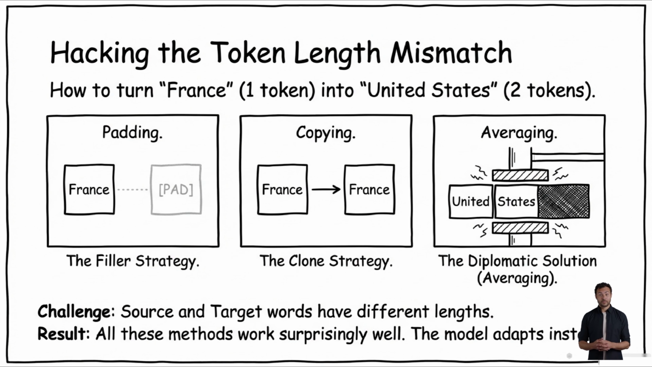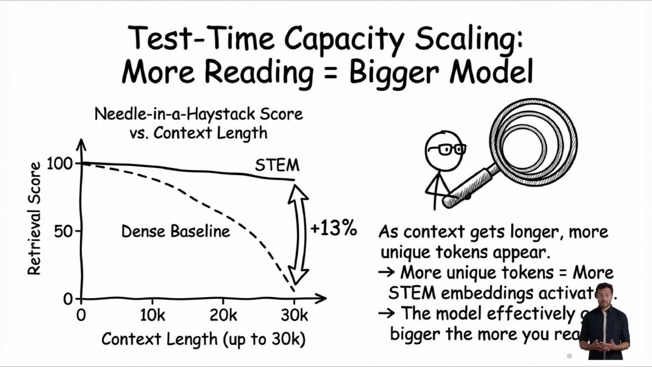For this graph, on the horizontal axis, context length, on the vertical axis, is the needle in a haystack retrieval score, measuring how well the model can find a specific piece of information as the prompt gets longer. The key idea written here is that longer context means more unique tokens will appear. On average, a plus 13% increase.